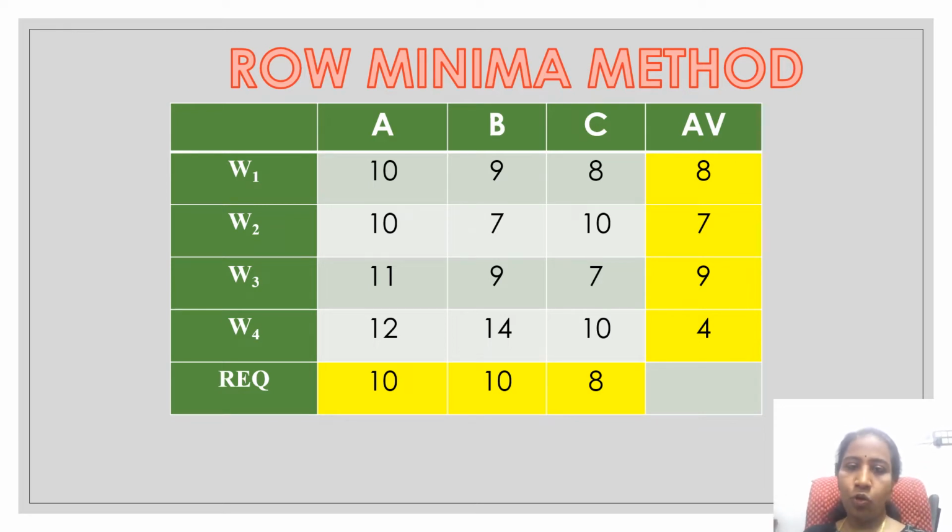And since this is a row minima method, I concentrate on the rows. And the first thing we have to do is check whether the total availability and the total requirement are the same. This is a balanced transportation problem.